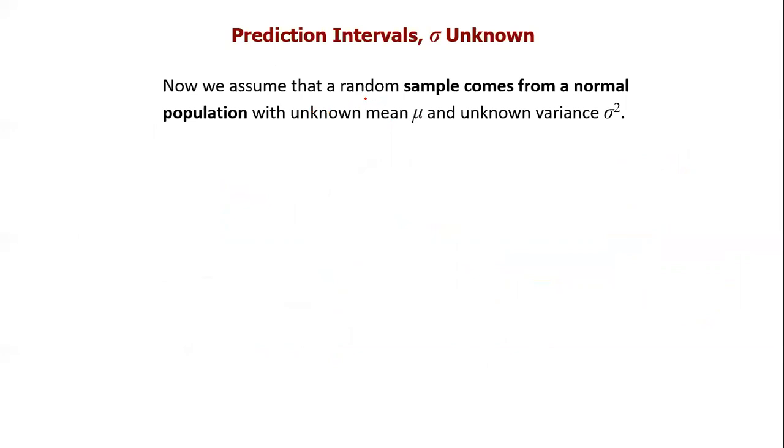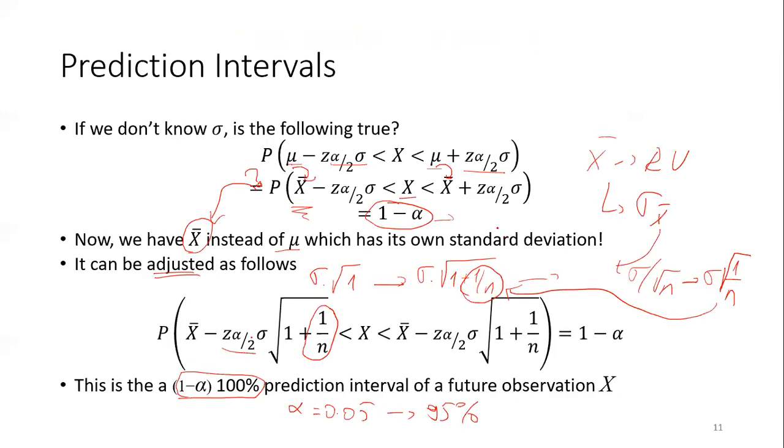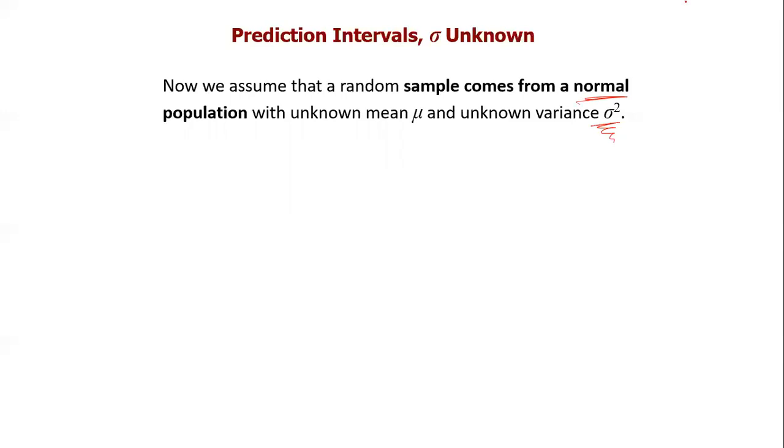Okay. If the random sample comes from a normal distribution but you don't know the variance, so in the previous one, just like the confidence interval where you know sigma, we wrote the prediction interval where you know sigma. But now assume the case where sigma is not known. If sigma is not known, what happens to the prediction interval?